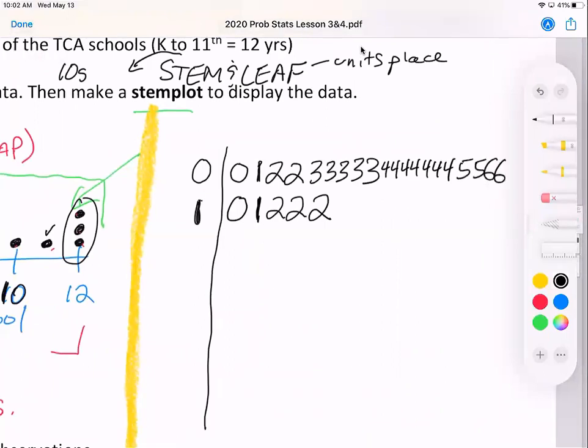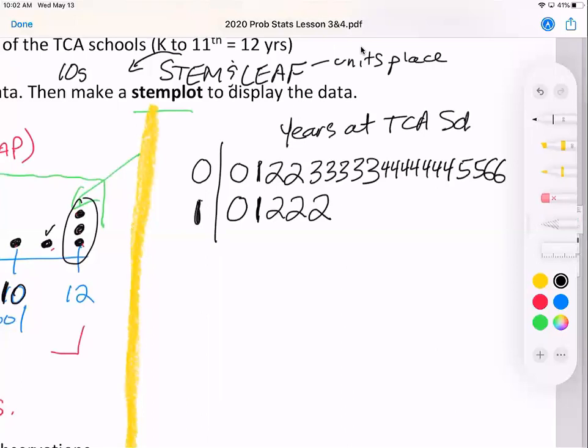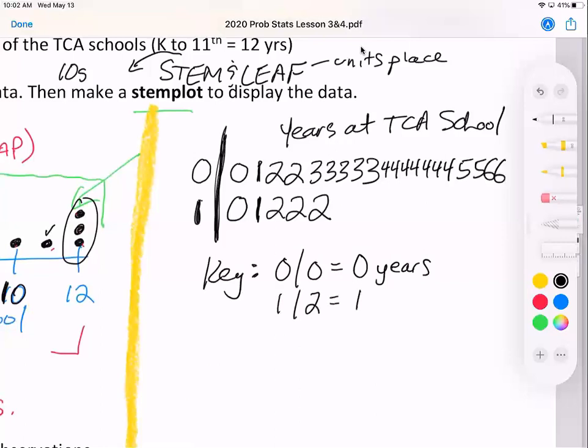So this is a stem plot. Like that. So this is years at TCA school. And this line represents, to include a key for people to know how to interpret this, 0/0, that equals 0 years. Or for instance, 1/2, that would be 12 years.